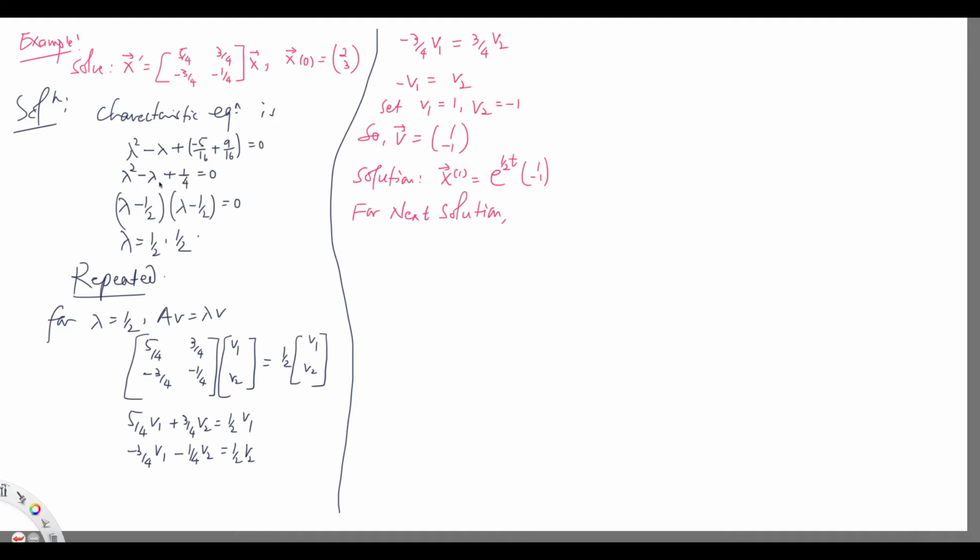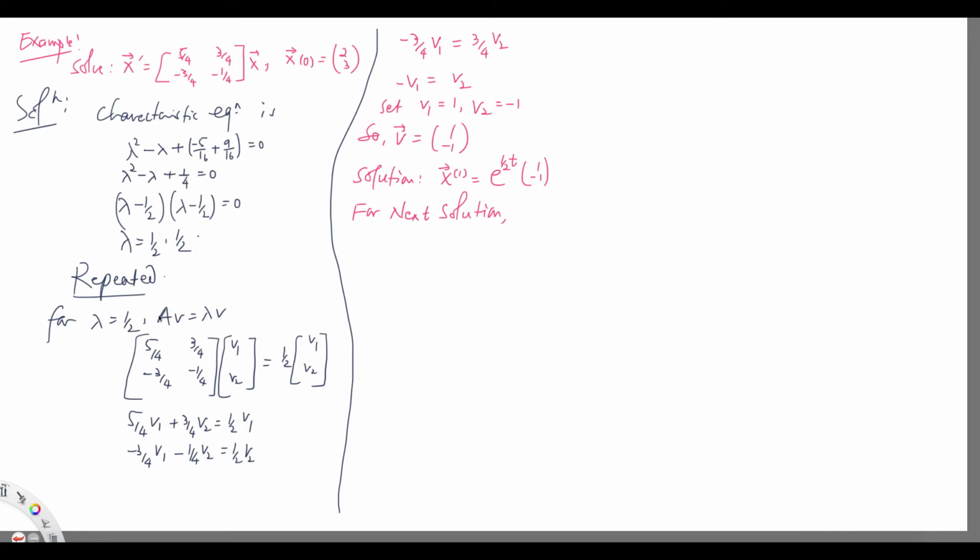If you factorize this, we need two numbers whose sum is negative 1 and product is positive 1/4. That will be negative 1/2, negative 1/2, right? So (lambda minus 1/2) times (lambda minus 1/2) equals 0. So lambda is 1/2 and 1/2. So it's two repeated eigenvalues, right? The process is exactly the same, that's why I'm just doing it and then showing you, okay?